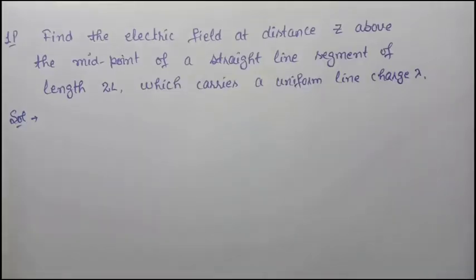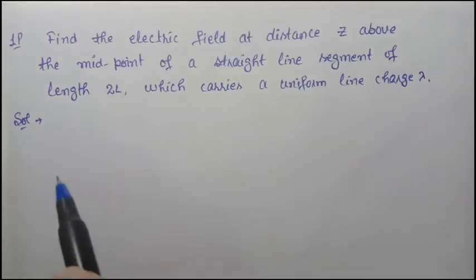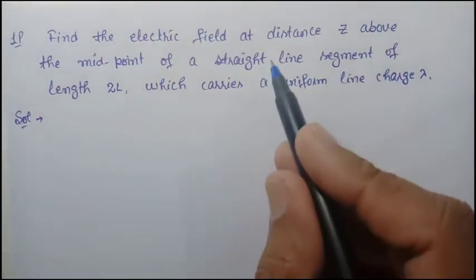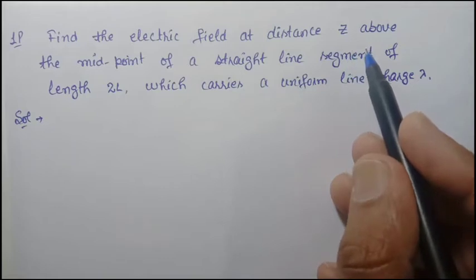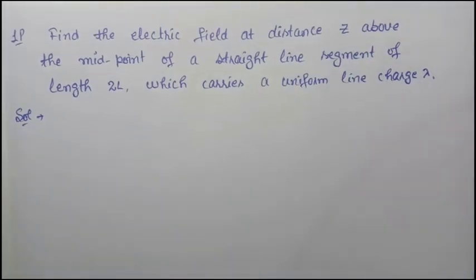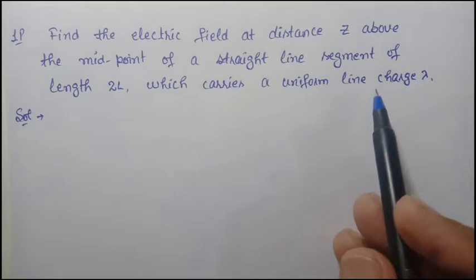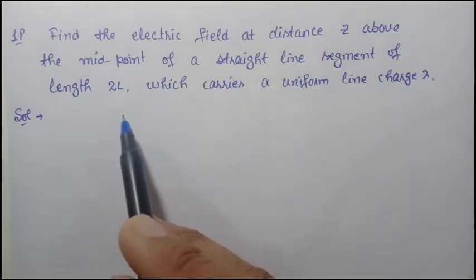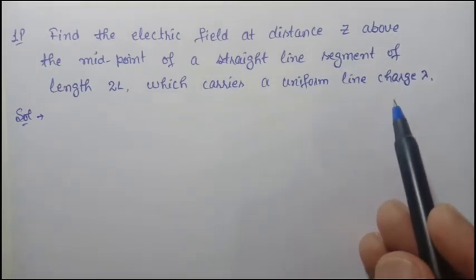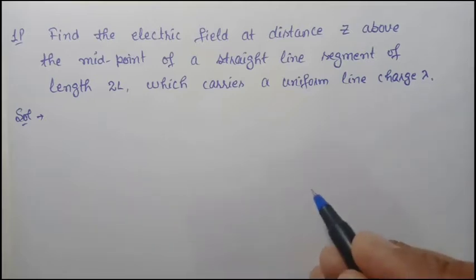Hello everyone. In this lecture we will discuss the electrostatic problems. First problem here is: find the electric field at distance z above the midpoint of a straight line segment of length 2L which carries a uniform line charge lambda.